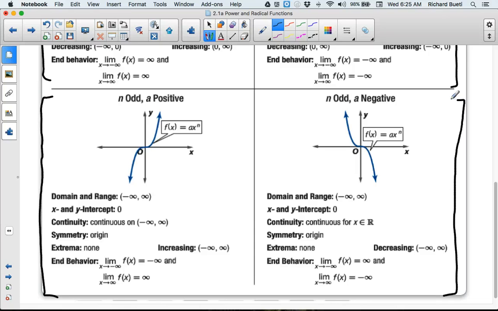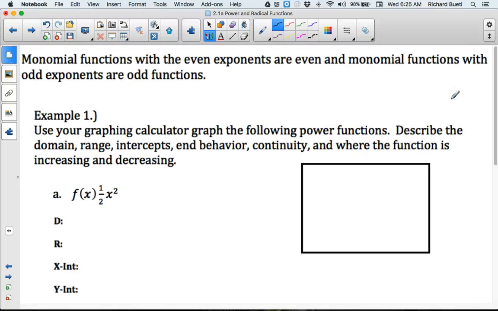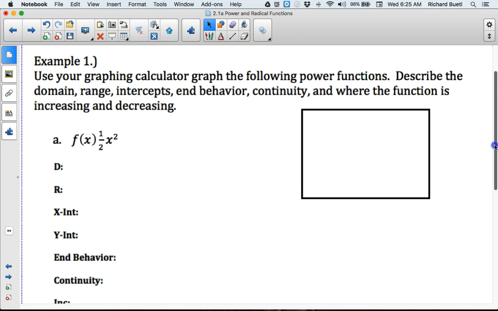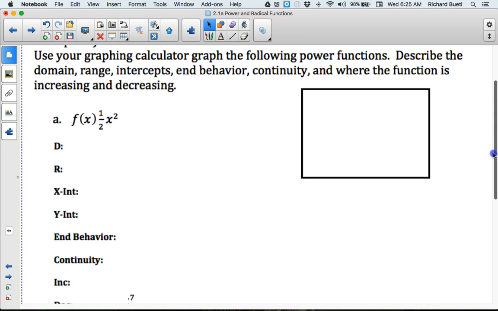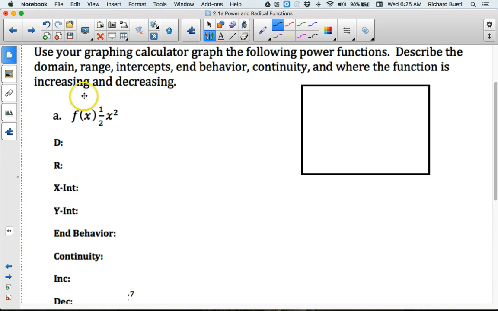Okay, let's try an example with it. Using your graphing calculator, graph the following power function and describe the domain, range, intercepts, end behavior, continuity, and where the function is increasing and decreasing. If we look at this first example, it's f of x is equal to 1/2 x squared. A couple of things that we should note right off the bat is that the a value here is positive, and that my exponent is even.